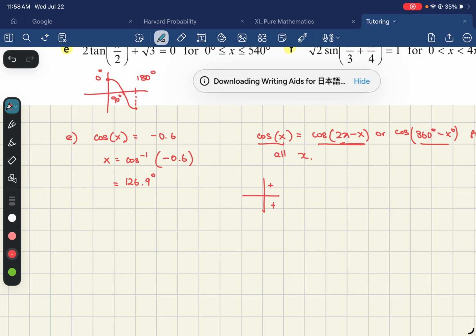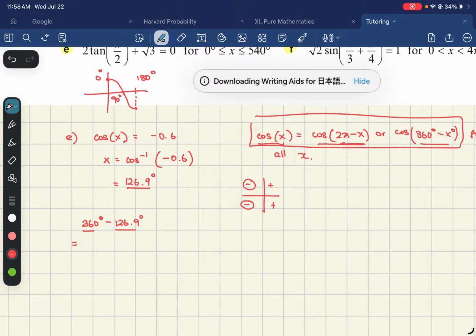All right, so now knowing this, to get your other angle, remember, cosine is positive in the first quadrant and in the fourth quadrant. It's negative in the second and the third. So this is in the second quadrant, and your other answer will be in the third quadrant. To find that, we are going to do 360 degrees minus 126.9 degrees. And we get this idea from this symmetry here.